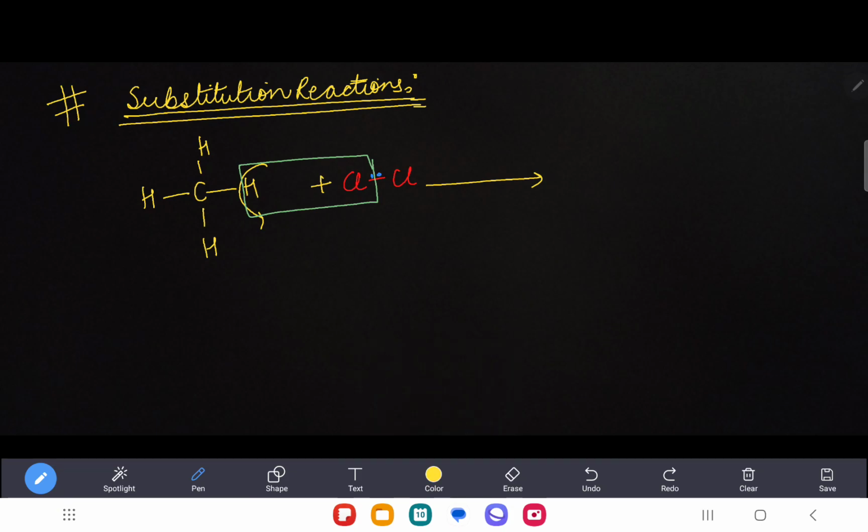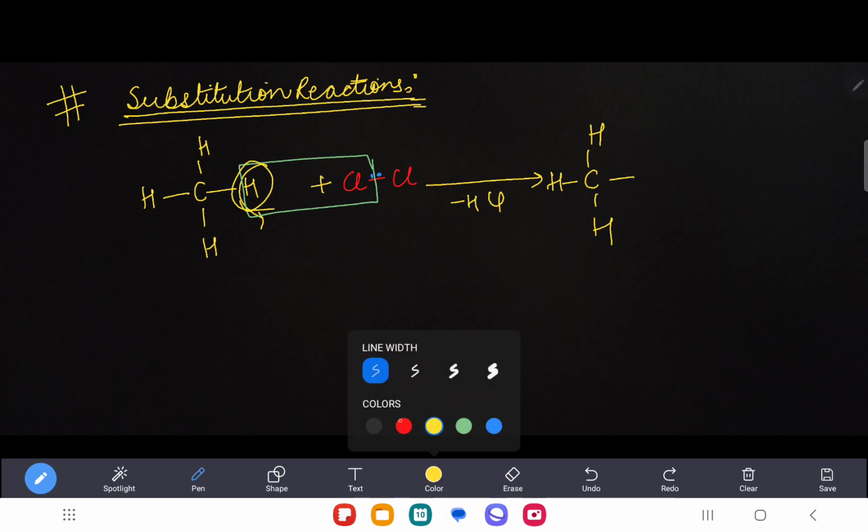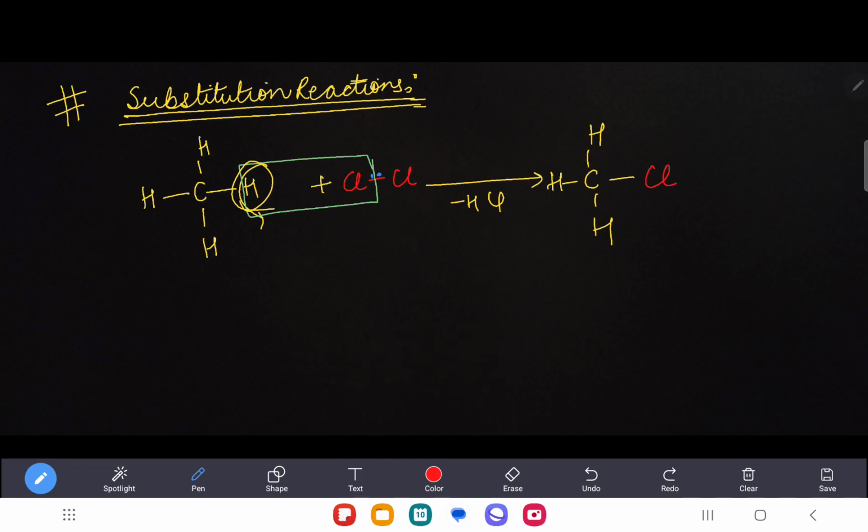So it shall be what? It shall be CH3Cl and minus HCl, and that one H gets replaced by chlorine. You understand? So this is substitution, that one H is being substituted by chlorine. And what happens to the other chlorine? What happens to the other chlorine?